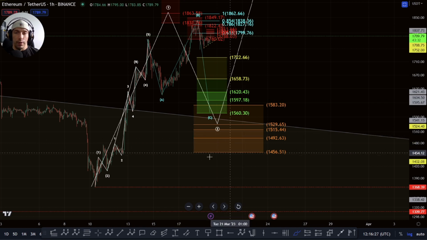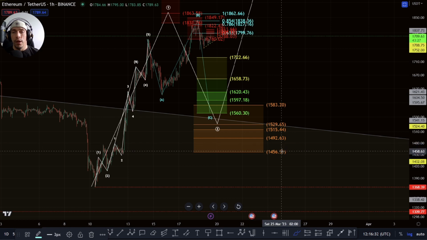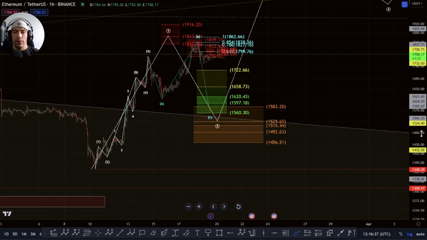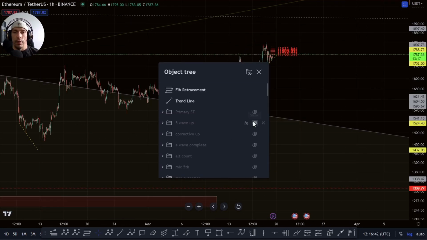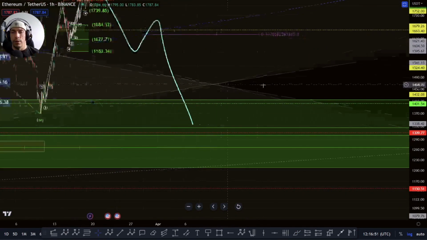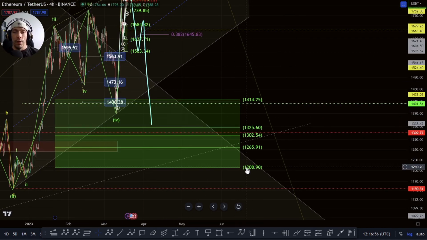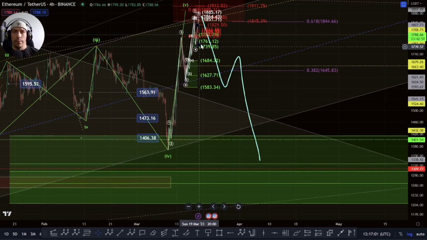And then if we do look to break down, we would need to hold above this 1456 range. Failing to hold this zone makes it very unlikely that we're going to see continuation to the upside here, and probably would indicate that, rather than this count, we are looking at the alternative count, where we've completed a fifth wave in here, and we still have that 3-wave move to come to the downside, looking to retest this lower range of this 1414 to this 1208. So this is going to be the key thing, what happens within these ranges.